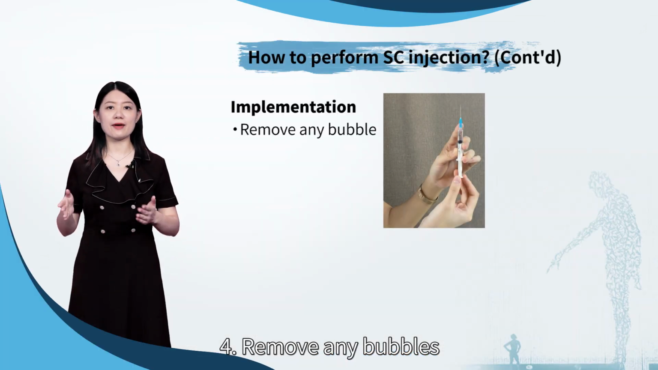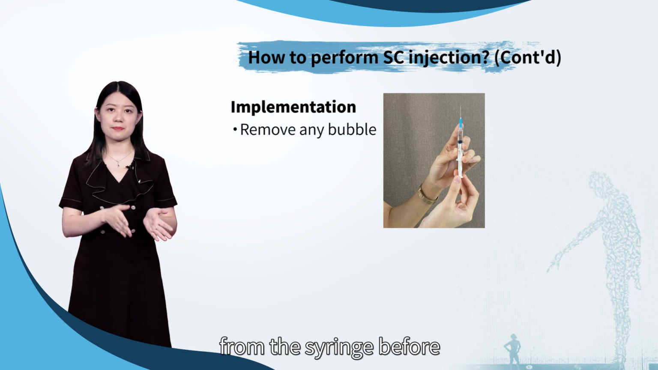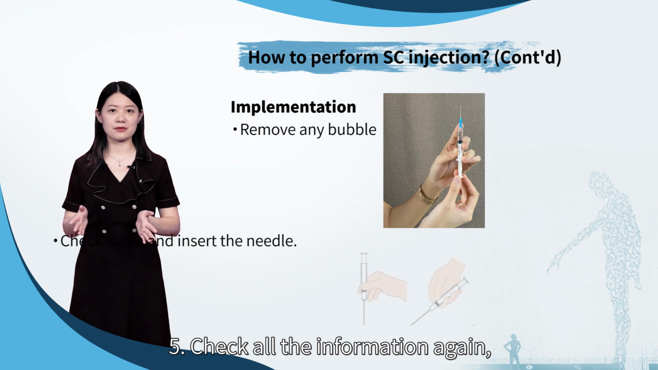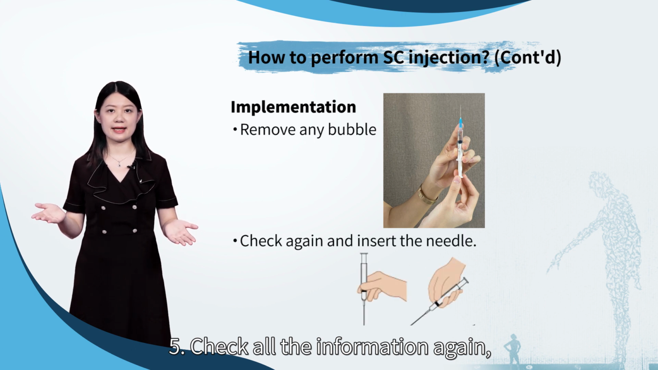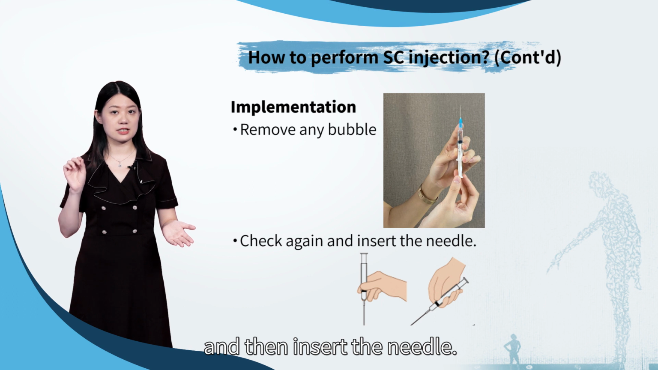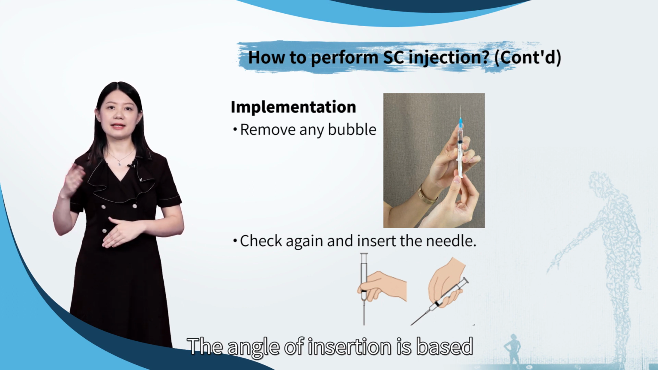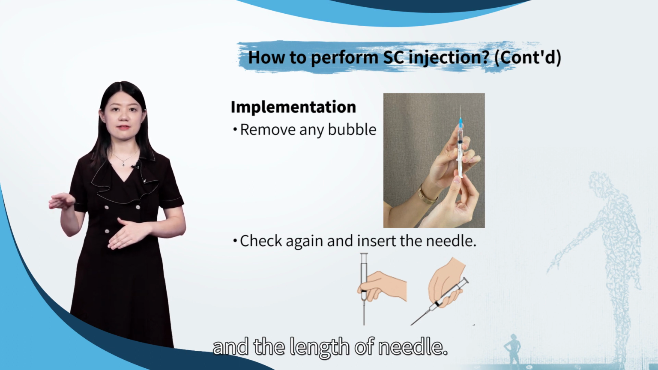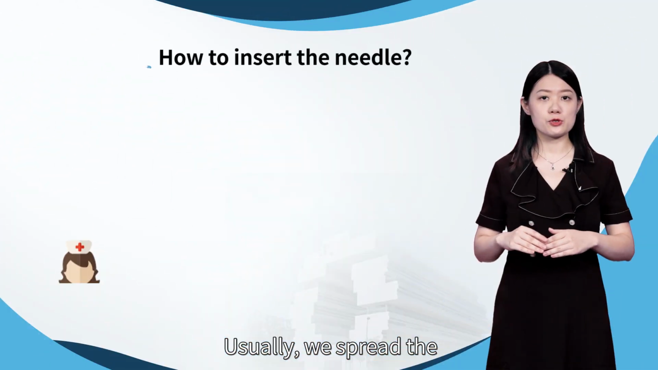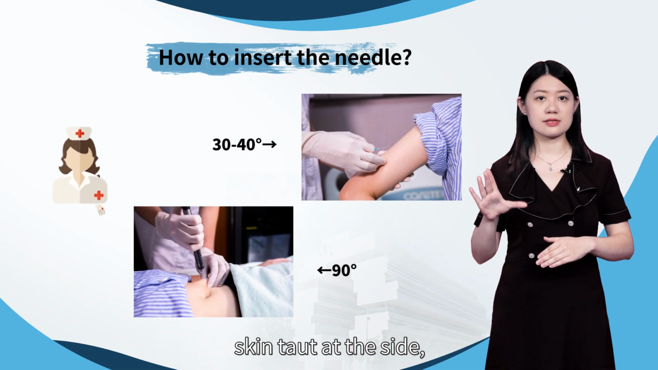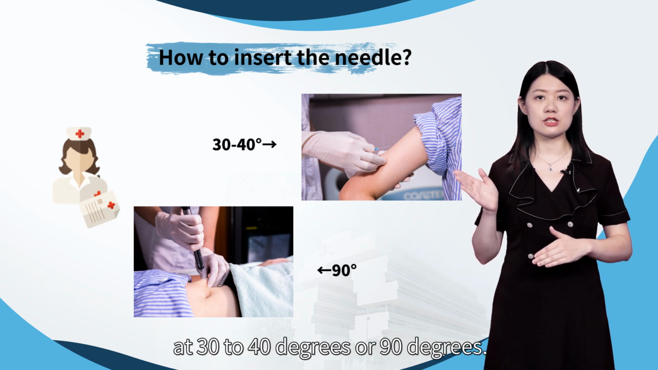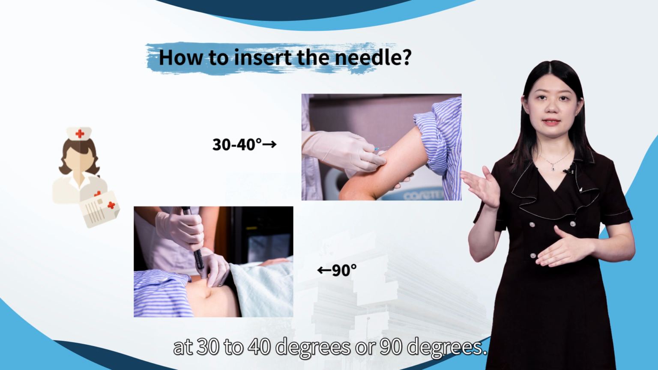Fourth, remove any bubbles from the syringe before administering medicine. Fifth, check all the information again, and then insert the needle. The angle of insertion is based on the amount of subcutaneous tissue available and the length of needle. Usually, we spread the skin taut at the side, hold the syringe and insert the needle at 30 to 40 degrees or 90 degrees.